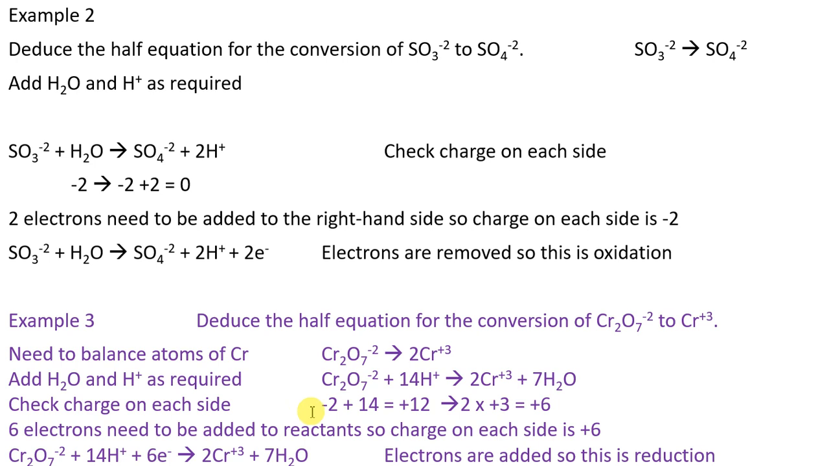Check the charge on each side. In the reactants, comes to plus 12 overall. In the products, comes to plus 6. I need to add 6 electrons to the reactants to make charge balance. And that is now complete.